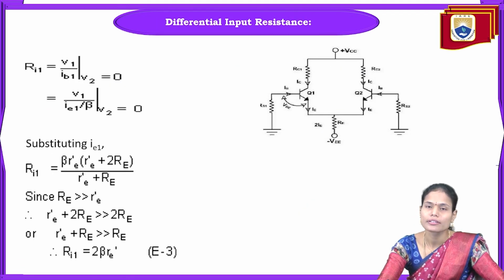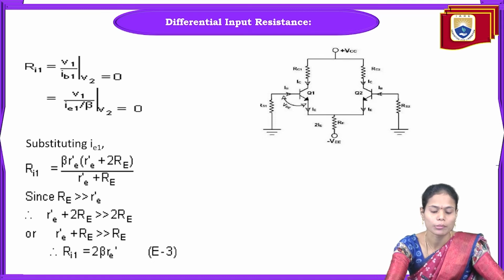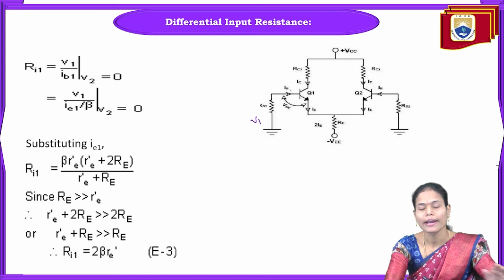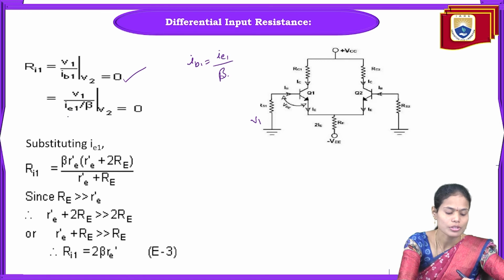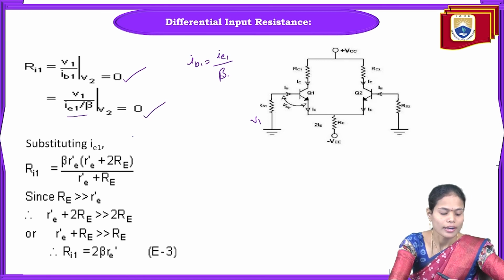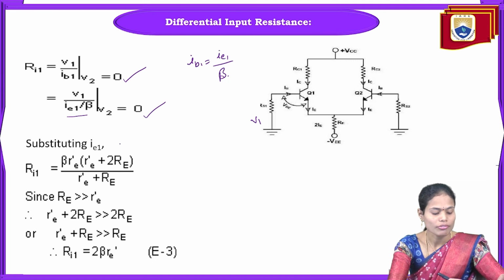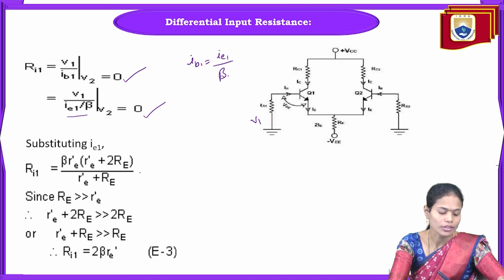So after neglecting the source resistances Rs1 and Rs2, the input resistance Ri1 is nothing but V1 by I1. What is the input voltage we are providing here? And the base current IB here. In that case, V2 must be 0. And what is our IB1? That is IE1 by the current amplification factor beta. So substitute that value here. And again, substituting the value of IE1, which we have just calculated, substitute that IE1 value here.